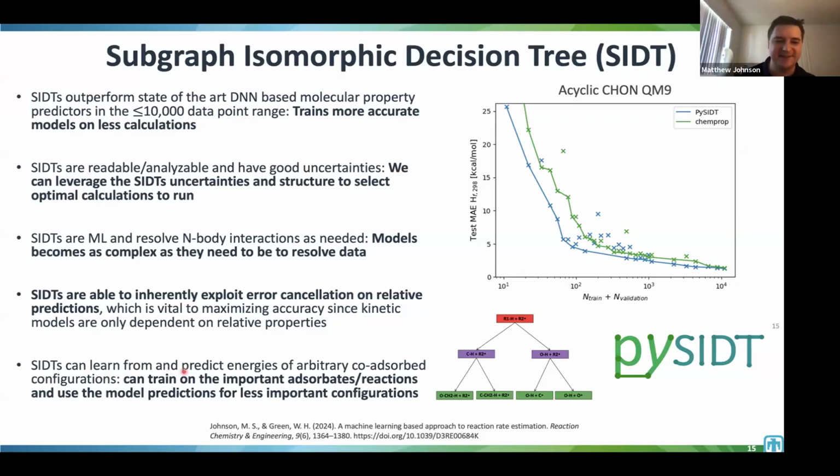We can also use these to train on important configurations. They can predict on configurations that we haven't trained on, which lets us train on the important adsorbates and reactions and then use model predictions for less important configurations within the space.